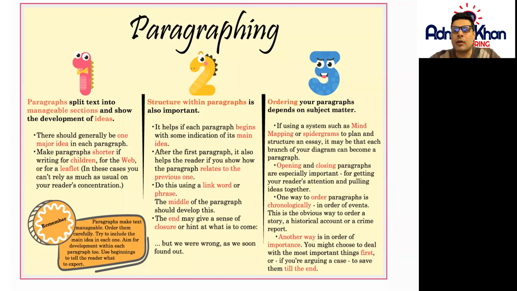Opening and closing paragraphs are especially important for getting your reader's attention and pulling ideas together. One way to order paragraphs is chronologically, which means putting them in order of events. This is the obvious way to order a story, a historical account, or even a crime report.